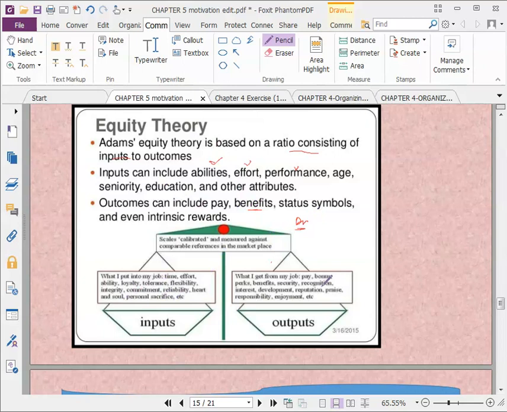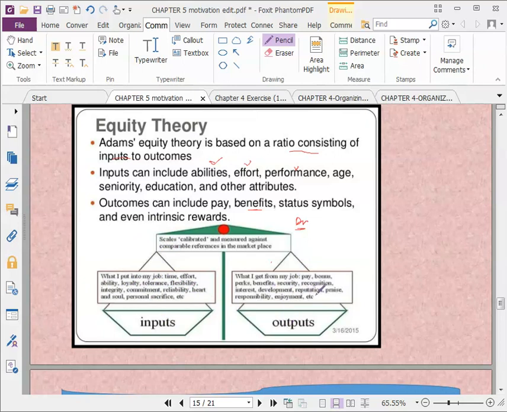Okay, so equity adalah dua lah, yang adalah inputs dan juga output. Okay, so apa yang dia kata? Contoh dia. Okay, inputs. Under input dia kata what I put into my job. Okay, my time, my effort, ability, loyalty, tolerance, flexibility, integrity, commitment, reliability, heart and soul, personal sacrifice. That is input. So the employees will hope that they will get the outputs.